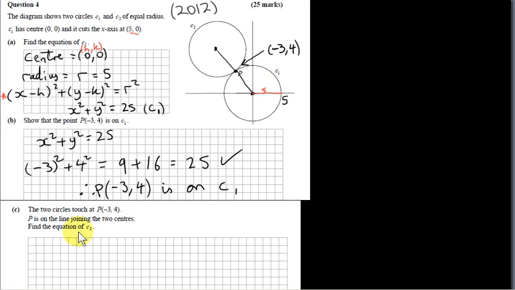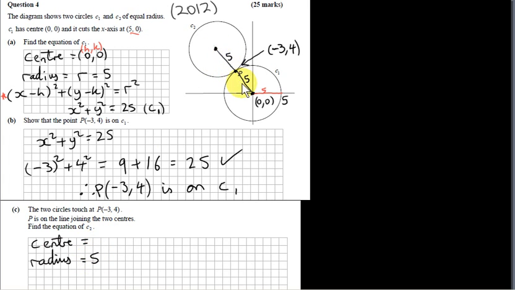We want to find the equation of C2. Now we're given that the radii of both circles are equal. So the radius of this circle is 5, so the distance from the center to the point P is 5. That means the distance of the point P to the center of circle C2 is also 5. Remember, we need two things for the equation of a circle. We need the center and the radius. Well, we know what the radius is. It's 5.